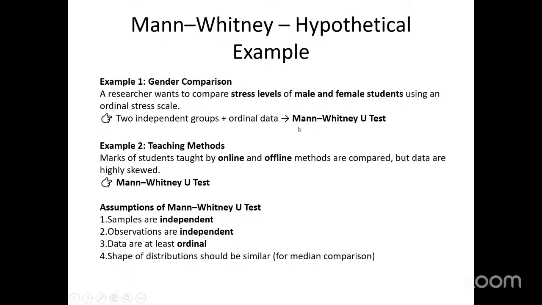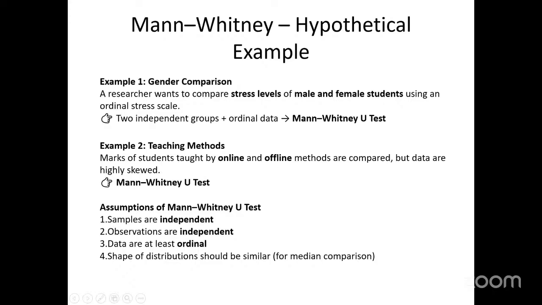So we will be using the Mann-Whitney U test. This is example one. And for the next example, teaching method: marks of students taught by online and offline methods are compared, but the data are highly skewed. Look at this. The online and offline methods are independent here.